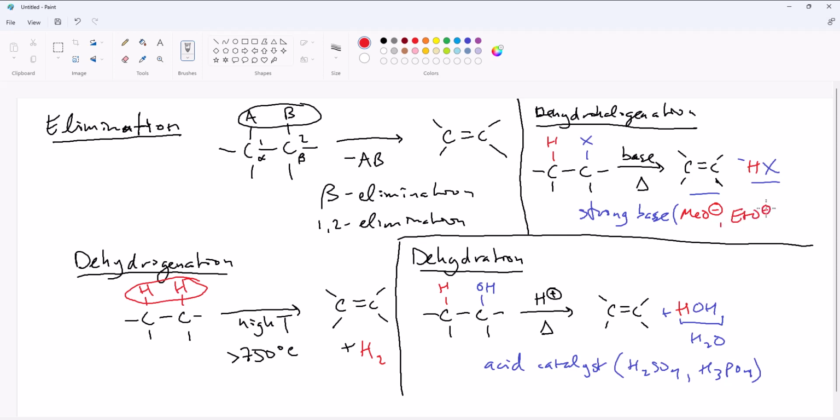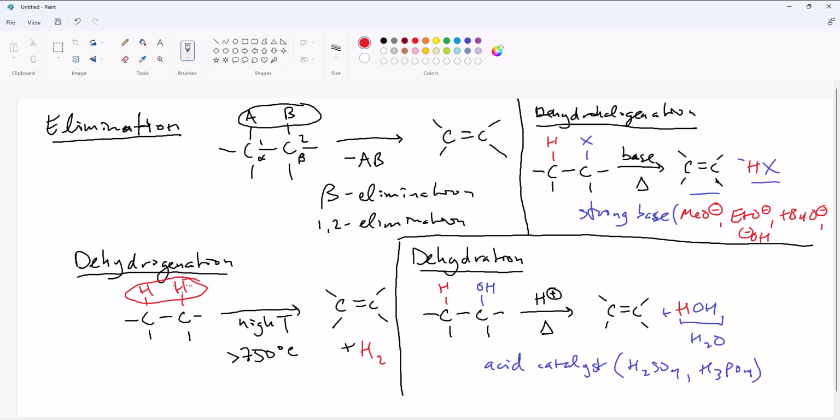ethoxide, tert-butoxide, and hydroxide. All of these will have metal counterions, so like sodium methoxide, potassium tert-butoxide, barium hydroxide. All of these are going to be strong bases that can be used in the reaction of dehydrohalogenation.